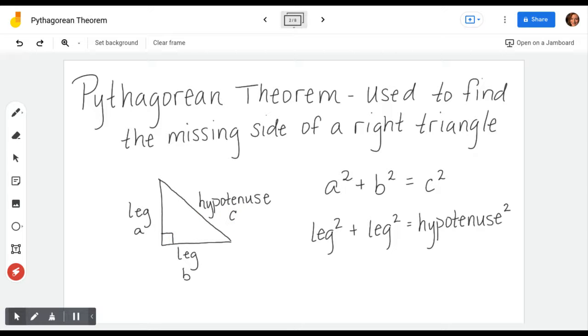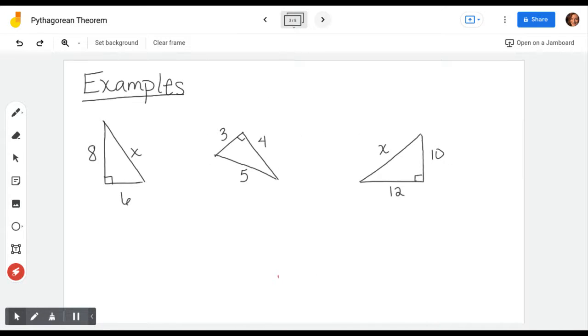The Pythagorean theorem says A squared plus B squared equals C squared. So we're going to take a leg times itself, the other leg times itself. We're going to add those together. That gives me the hypotenuse squared. So once we get that answer, we'll want to take the square root to figure out what the length of the hypotenuse really is. Let me show you.